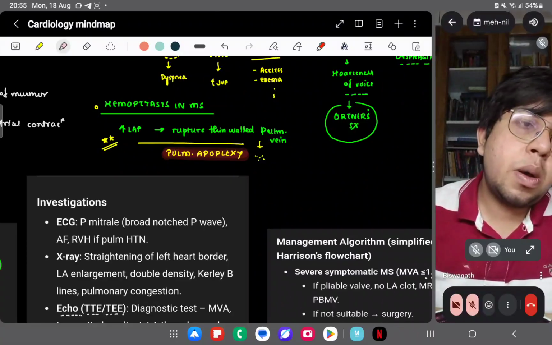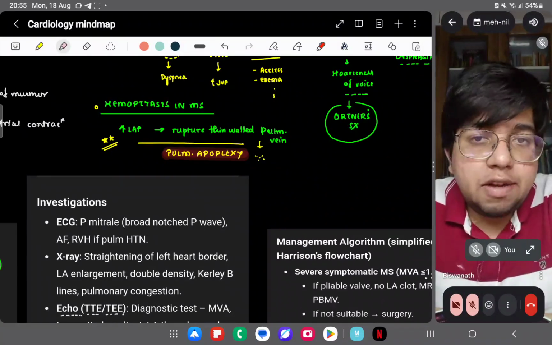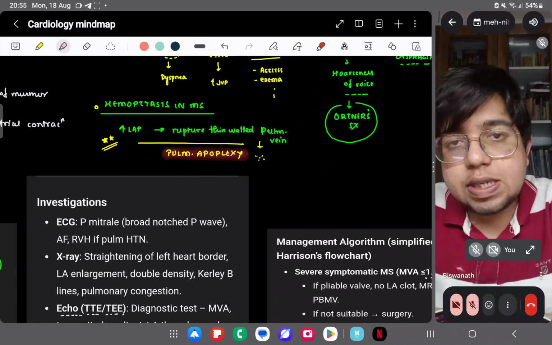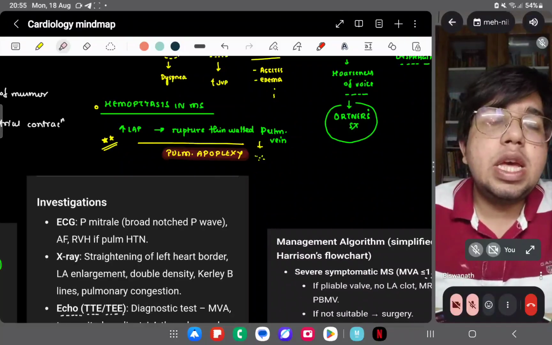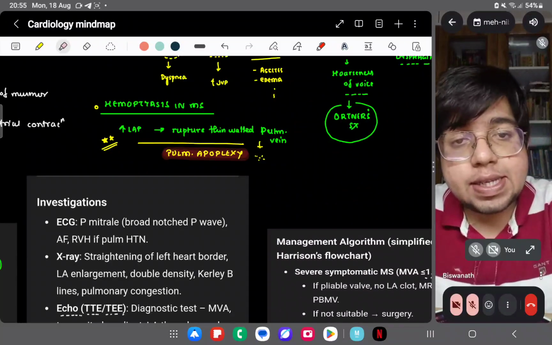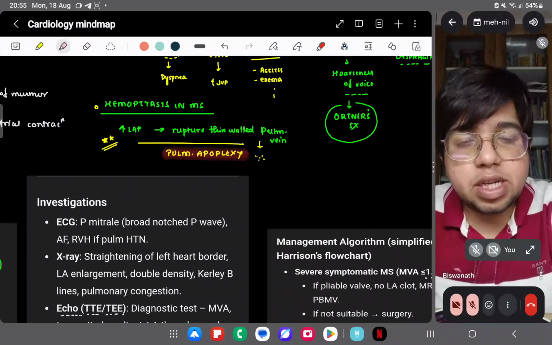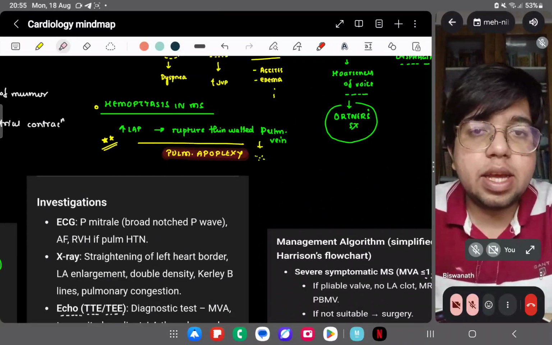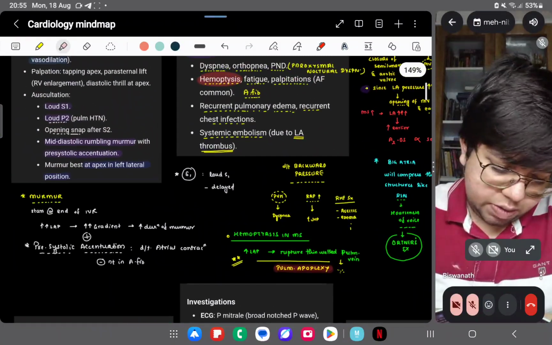If there's some sort of pulmonary infection which can rupture these vessels, then it can cause hemoptysis in MS. If you have a type of chronic bronchitis, then there will be sputum filled with blood, blood-tinged sputum. All of these things. Heart sounds are all done. Let's see what we left.